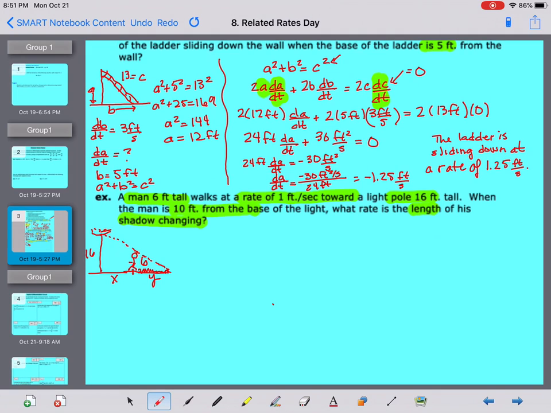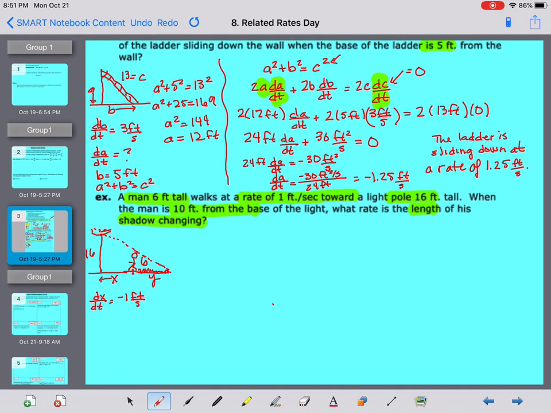Okay, so our man is 6 feet tall. We have that on the picture. He walks at a rate of 1 foot per second towards the light, which means my x, which represents the length between the light pole and the man, is changing. So I'm going to use dx/dt. And because he's moving towards the light, that distance is in fact decreasing. So negative 1 foot per second.